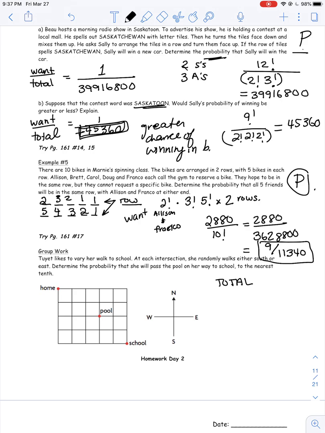Oh, and previously, guys, this was a permutation question because it's a seating arrangement, the biking arrangement, so order matters. Okay, back to group work.